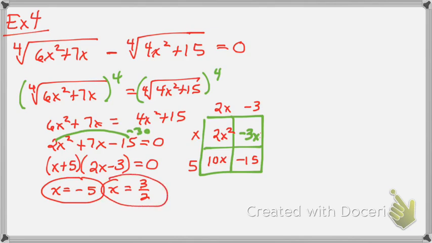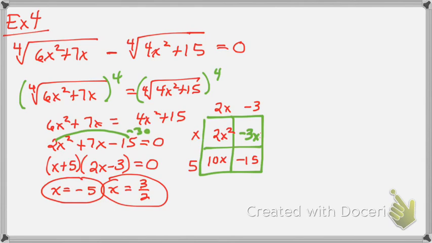But when you look back at this one, we need to be careful because if we plug negative 5 or 3/2 in here or in here and I get a negative, that's going to be a problem, right? Because I cannot take an even numbered root of a negative number without having i's, and this is not a complex number problem. So we need to go back and plug those in.